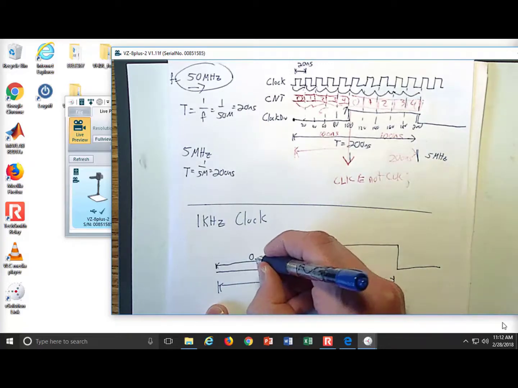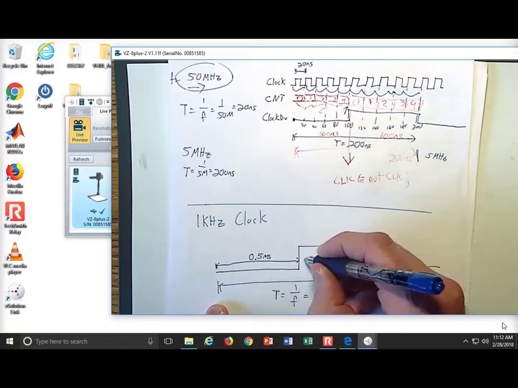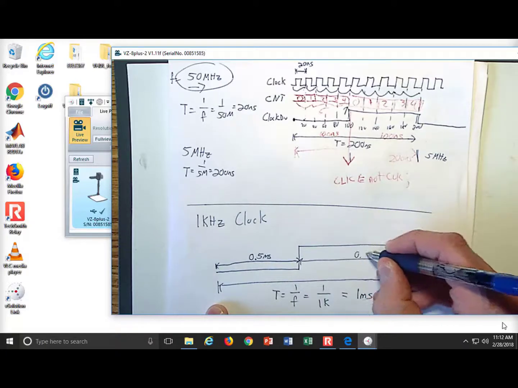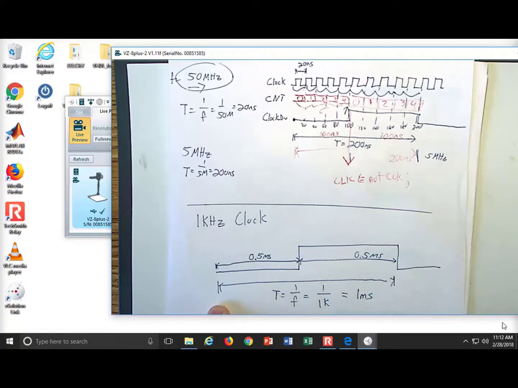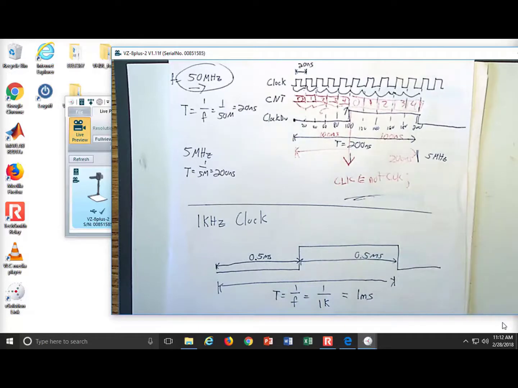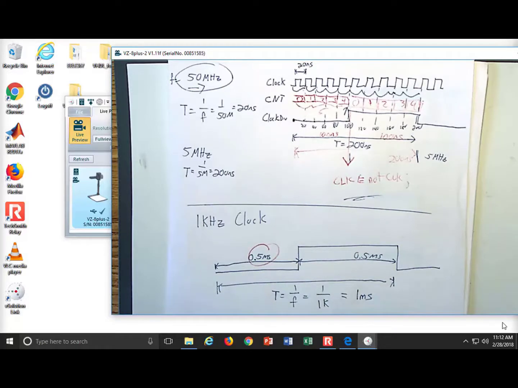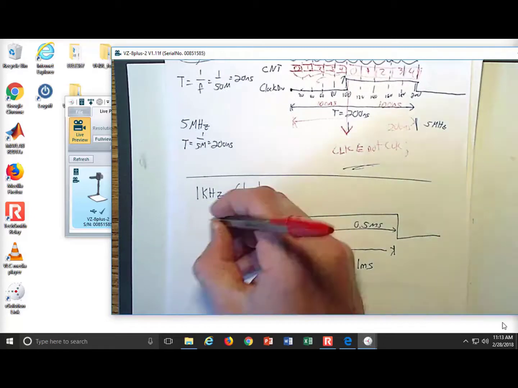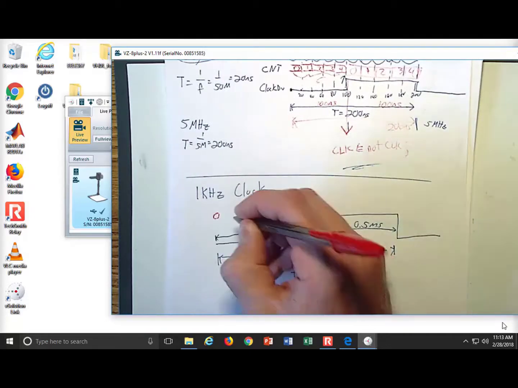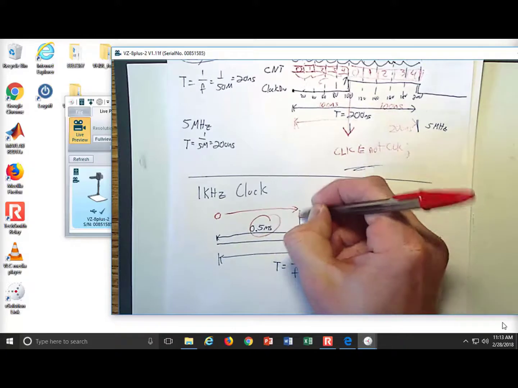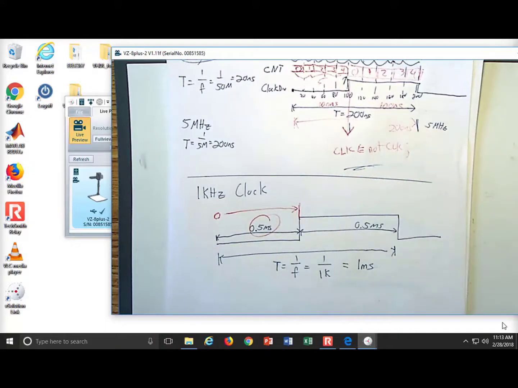This is going to be 0.5 milliseconds, and then this is going to be 0.5 milliseconds. So that's important because if I use this clock gets not clock, what I really want is to create a counter that will count for a certain amount of time up until it gets to a count that is equivalent to 0.5 milliseconds. So logically, if I start here at 0 as a counter, what am I going to count up to that will take 0.5 milliseconds worth of time?